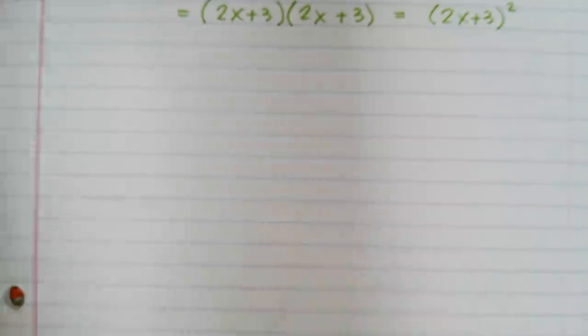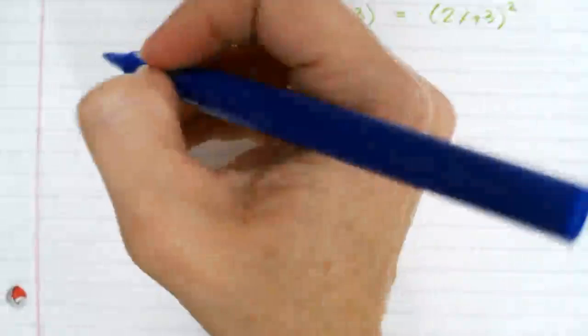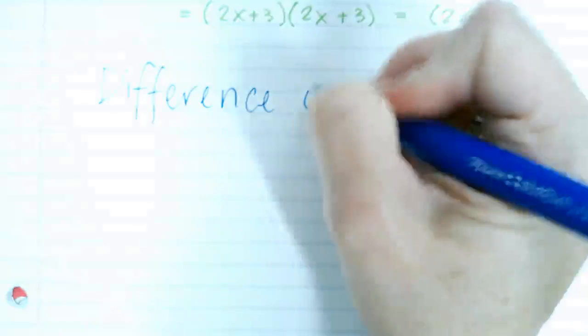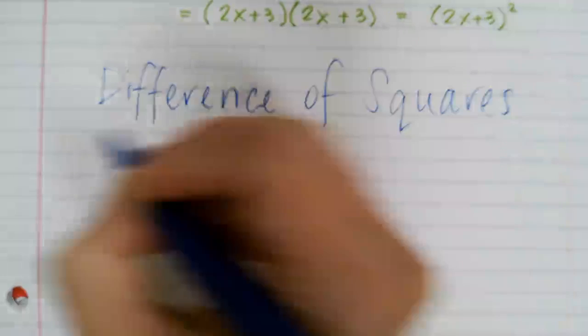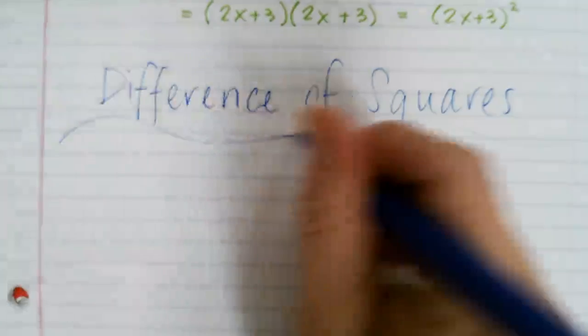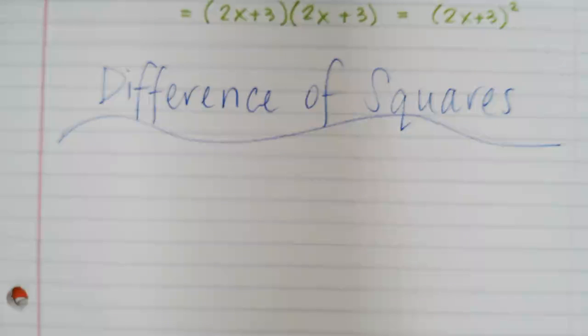All right, the next special case, so let me move down here, is what we call difference of squares. Okay, so this is almost the same but exact opposite at the same time.